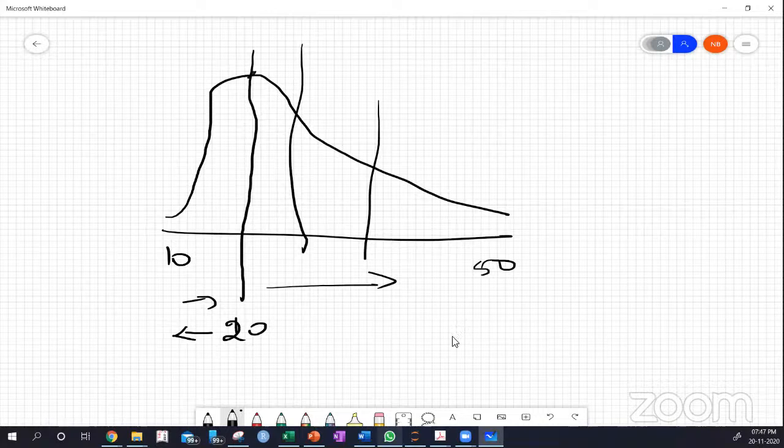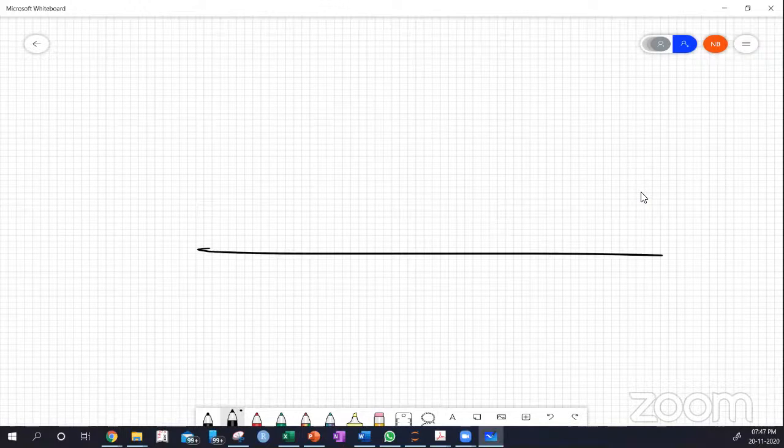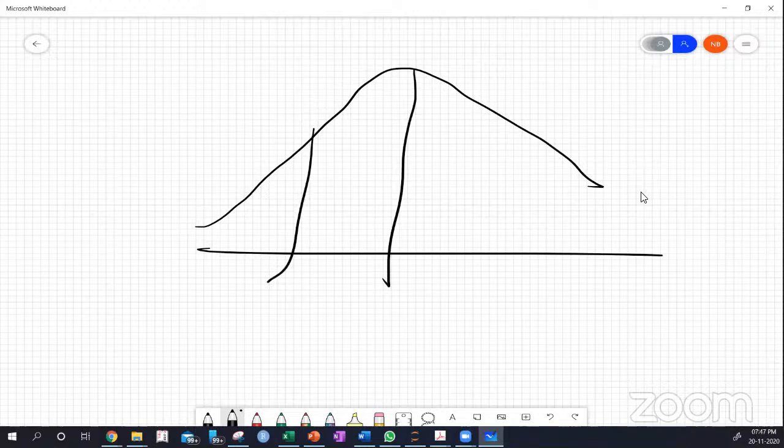So when you said quartile, it is supposed to divide at 25% only. Yes, quartile means it will divide the data distribution into four parts, and each part is always 25, 25, 25, 25.